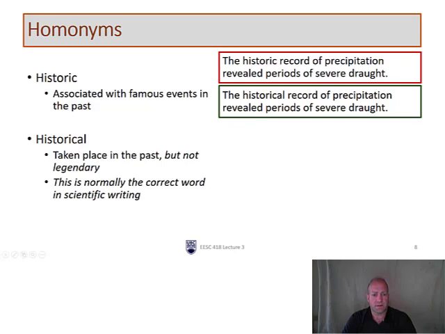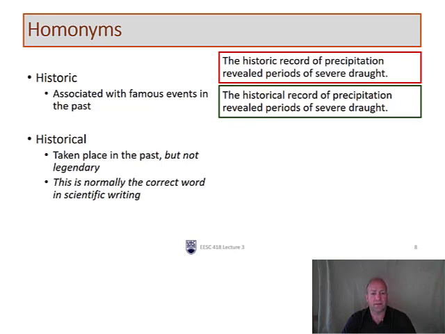Okay, this next one confuses a lot of people. We often see these written incorrectly in technical writing. So we have two words, historic and historical. They look similar, they sound similar, and they in fact mean fairly similar things, but there's a key difference. So they both relate to events in the past.